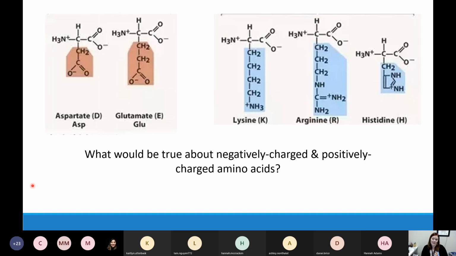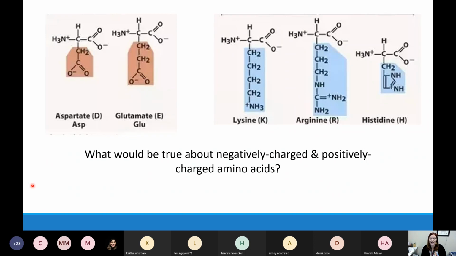Ionic bonds. So when we talk about positively and negatively charged amino acids, we're talking about the kind of amino acids that can form ionic bonds. So we care about these guys because we're going to want to have a negative close to a positive. They're attracted to each other. They love to be close to each other in the protein structure.